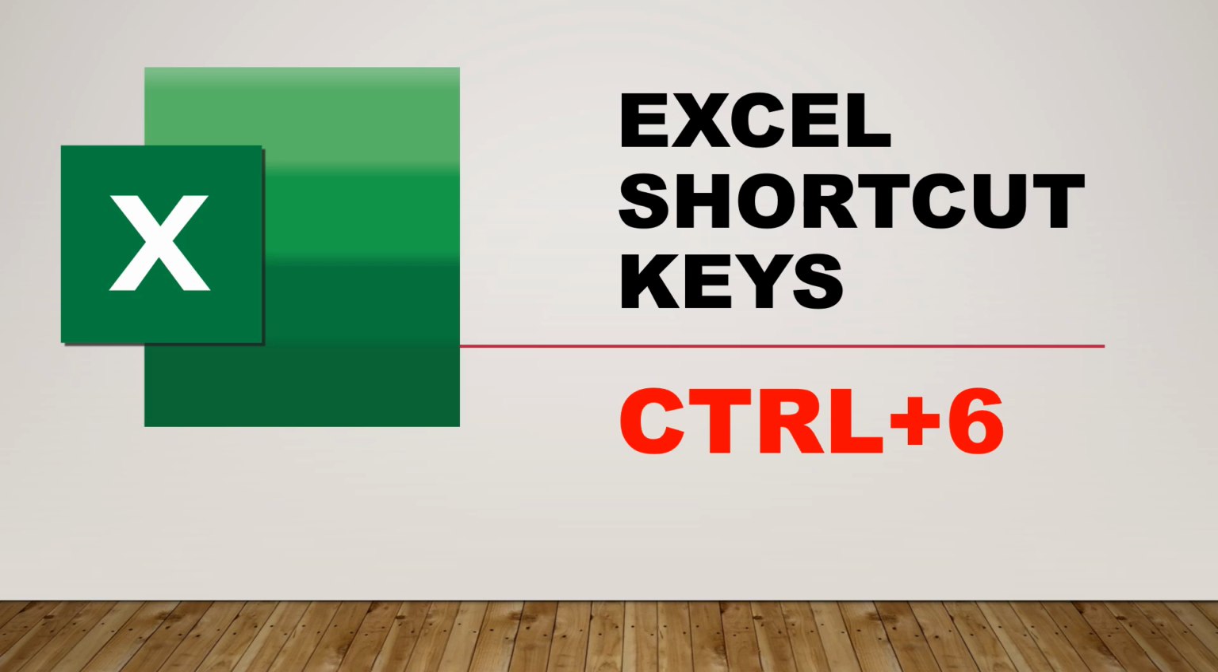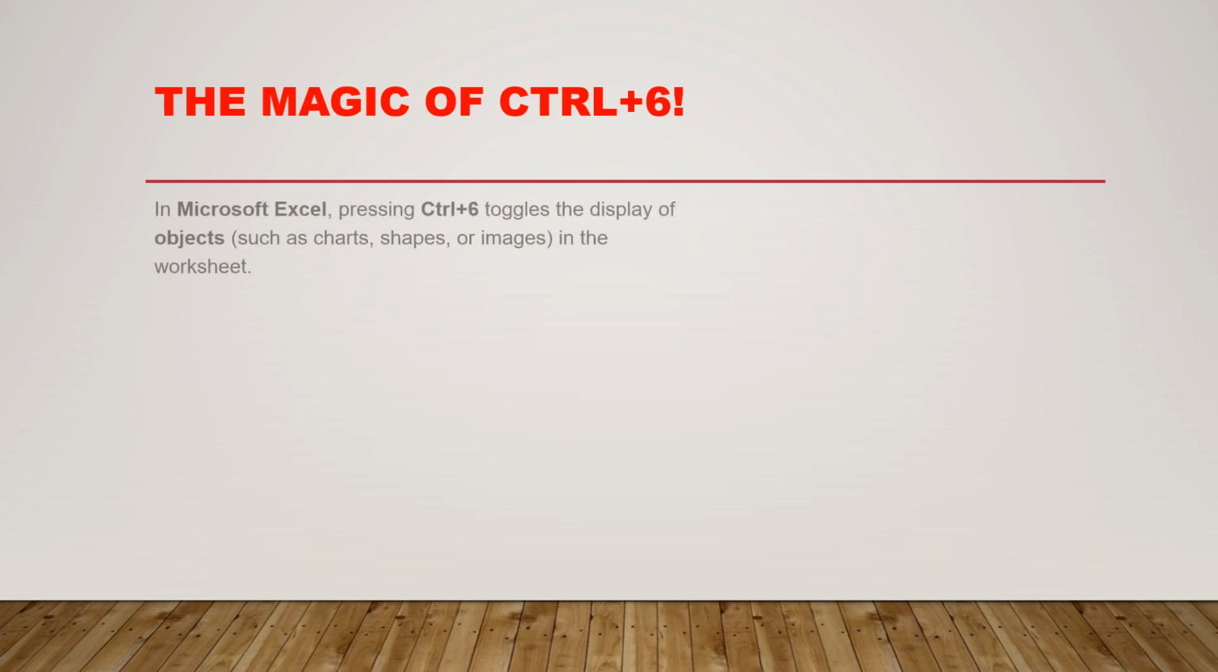Today, I've got a cool one for you, Ctrl plus number 6. This little known shortcut is a game changer for managing your Excel workspace. So what does Ctrl plus 6 do? It toggles the visibility of objects in your worksheet. This includes charts, shapes, images, and even icons.